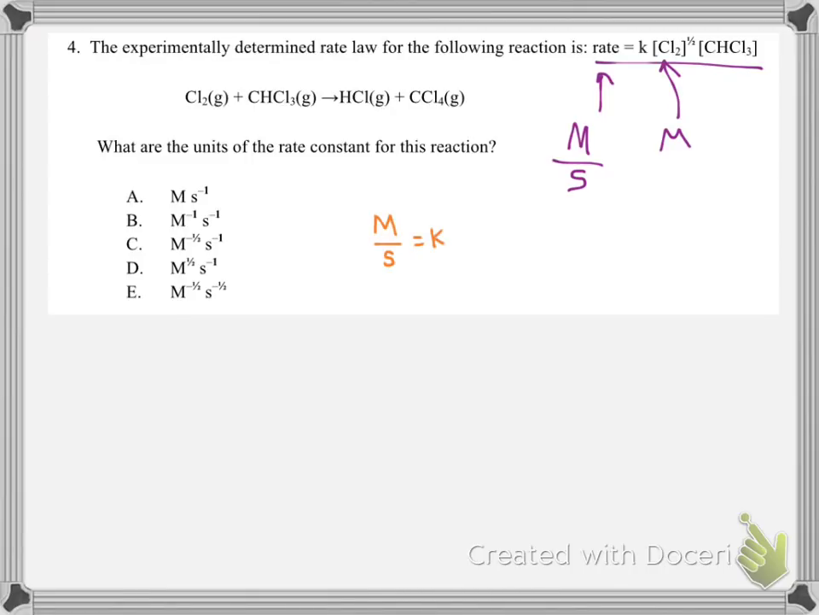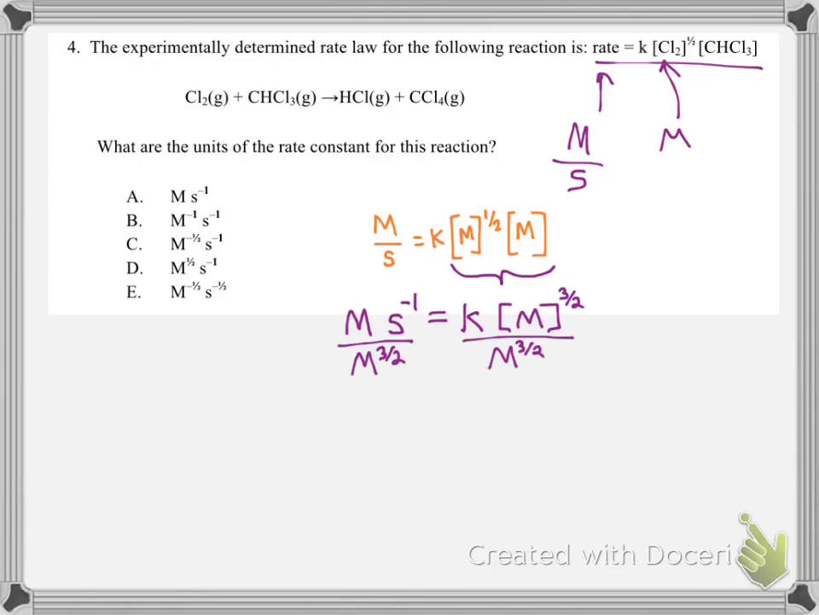equals our rate constant K, that's what we're solving for the units for. And then we've got molarity to the 1/2 times molarity to the first. So I'm just going to rewrite this as molarity times seconds to the -1 equals K. And then molarity to the 1/2 times molarity to the first mathematically will give us molarity to the 3/2 power. Now all we have to do is divide both sides by molarity to the 3/2. So molarity to the 3/2 will cancel out on the right hand side.